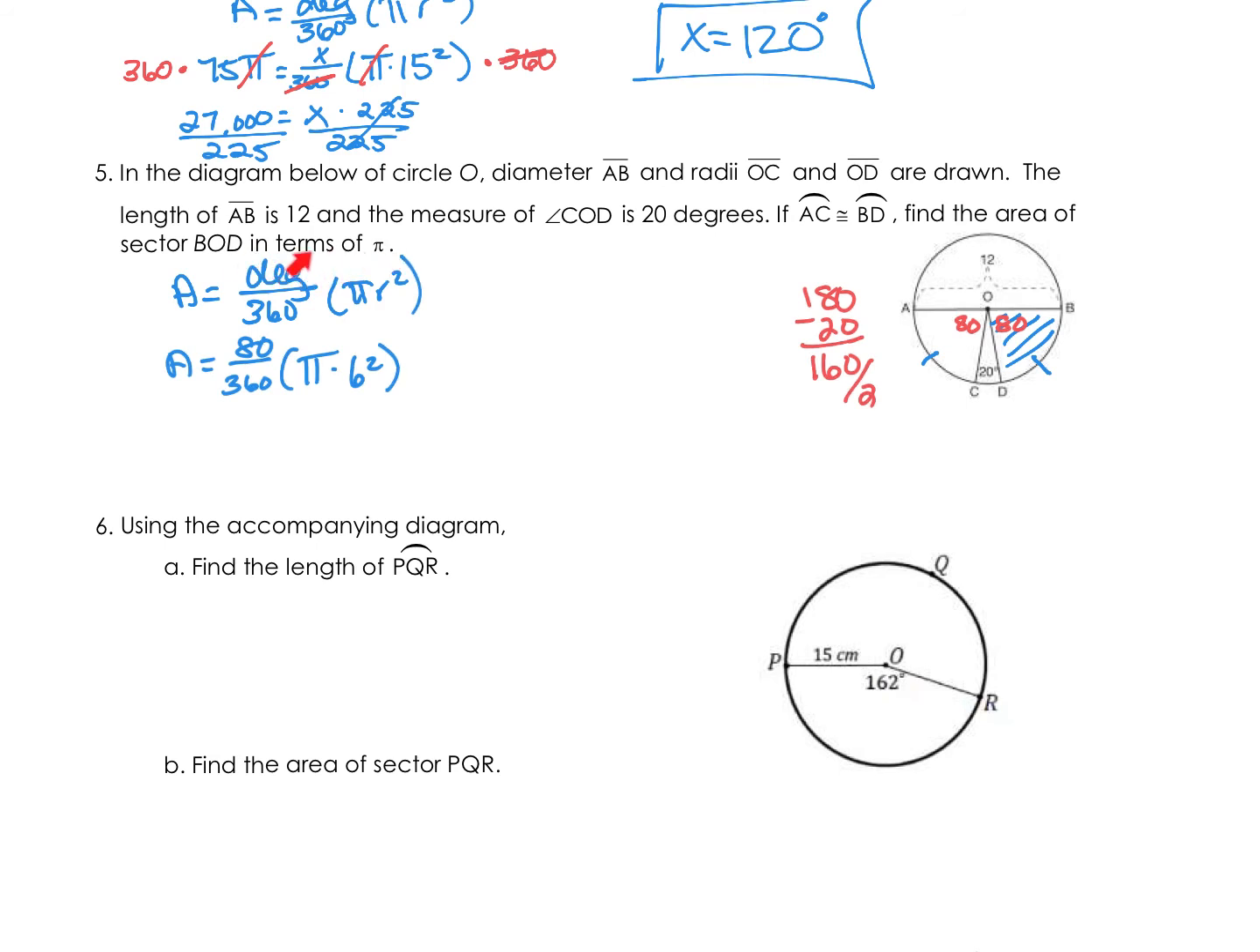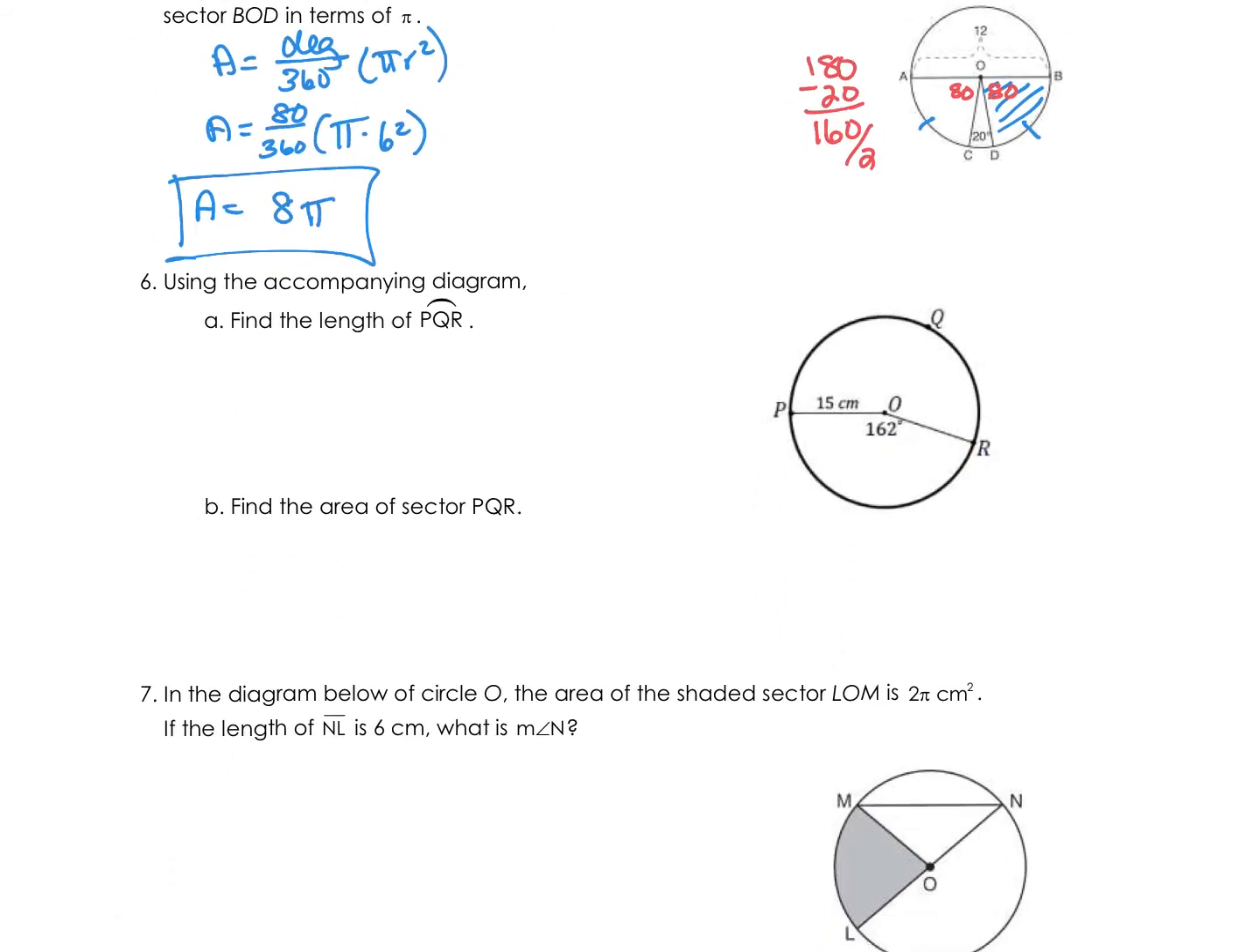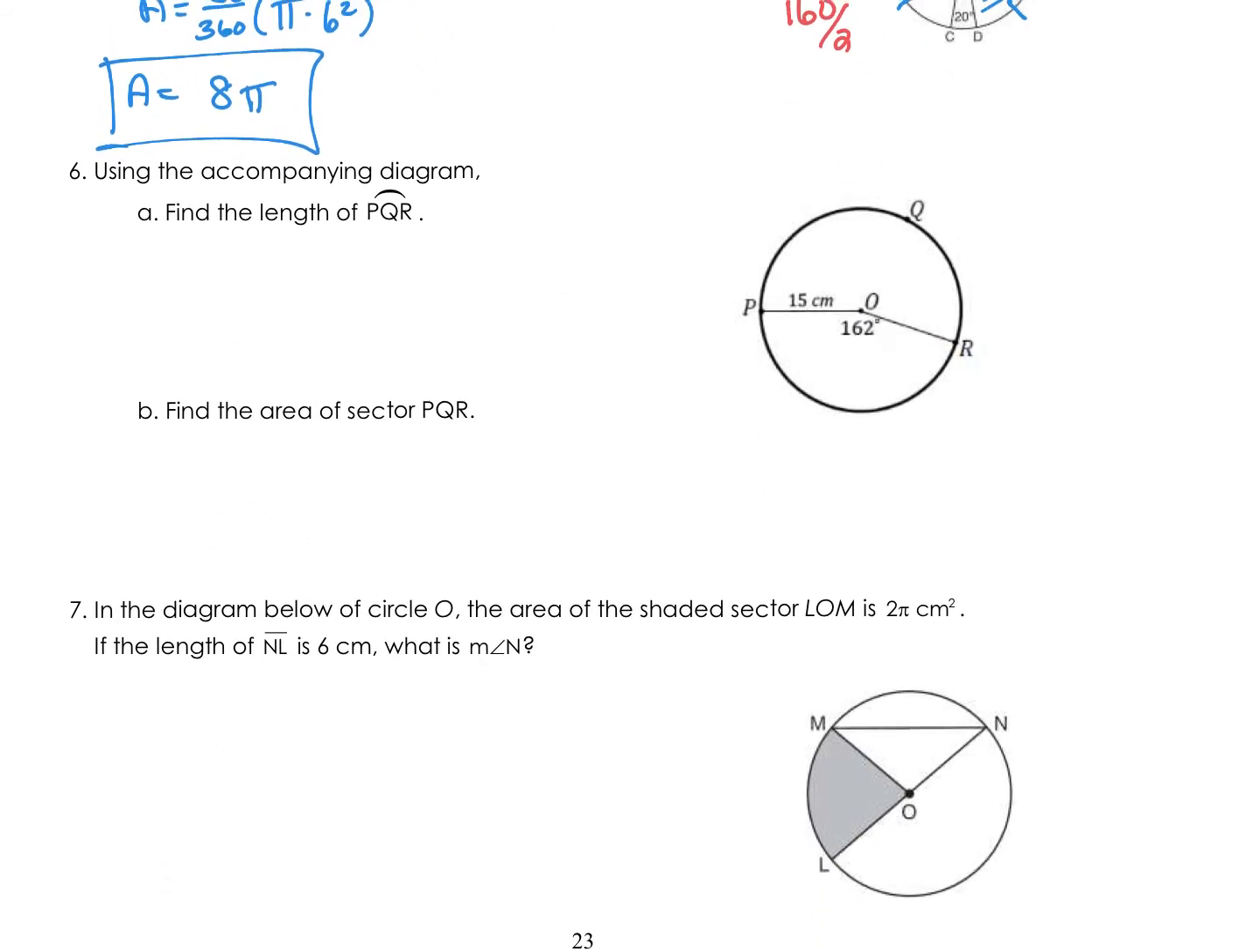It says in terms of pi. So I'm only going to type in 80 over 360, and I'm only going to type in times 6 squared. So when I do that, it actually comes out nice, 8 pi. And there's my answer.